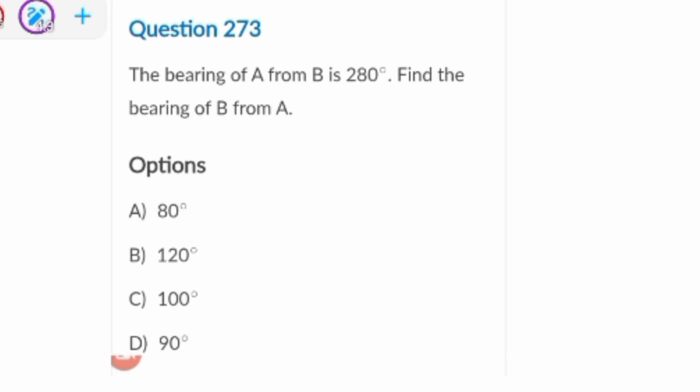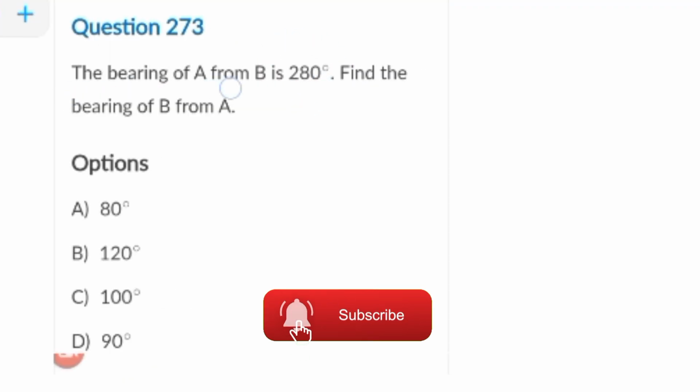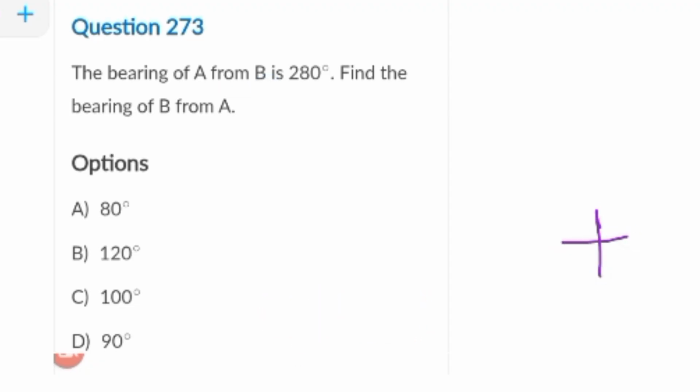The bearing of A from B is 280. Find the bearing of B from A. So this is under bearing. When you're doing bearing, when they say from, that's the part you're going to draw first. So the bearing of A from B. The from is from here. So you're going to draw B first. So the angle is 280. So that means this is the north of B.